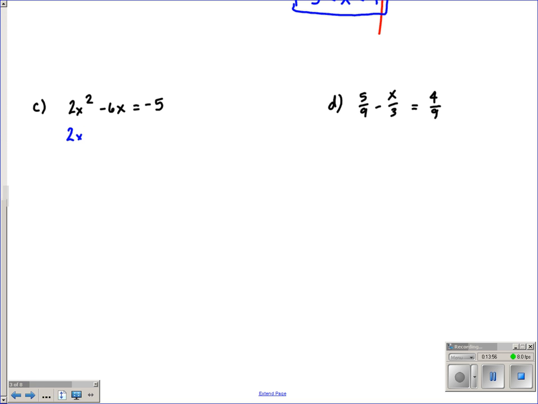So we're going to have 2x squared minus 6x, and I'm going to add 5 to each side. So I'm going to end up with plus 5 equals 0. So we have a quadratic. The first thing we check is, does it factor? Because I've already worked this out, I'm going to tell you that this problem does not factor. So the next thing we need to try, or if you maybe chose to do this first, is the quadratic formula.